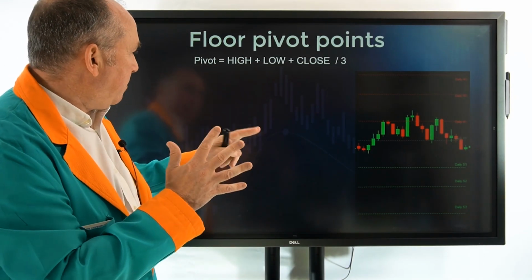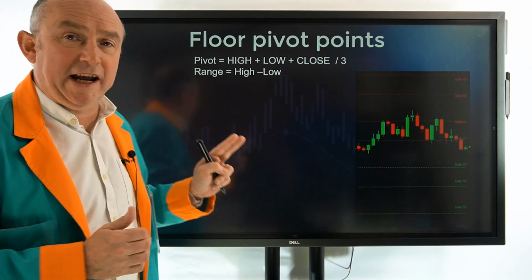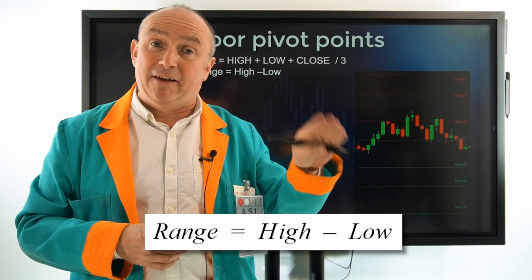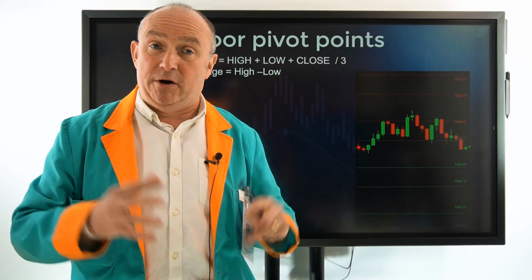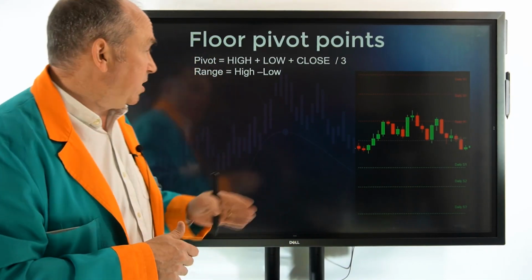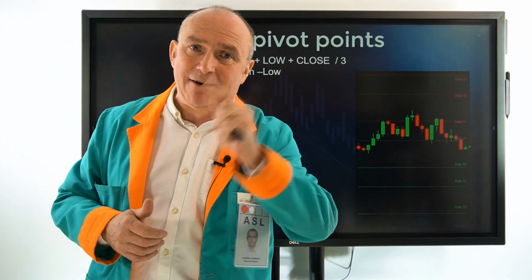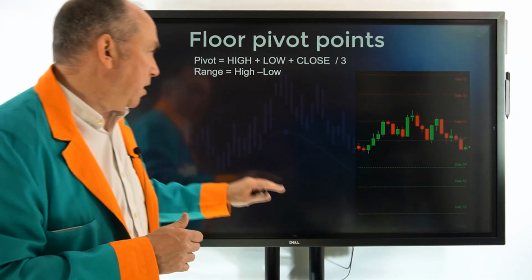Now, once you have the pivot point, it's a good idea to work out the range. Well, we know what the range is. That's simply the difference between the high and the low in that given time period. It makes the further calculations a little bit easier once you know the range as well. So very simple calculations. Now let's get to the actual levels themselves.